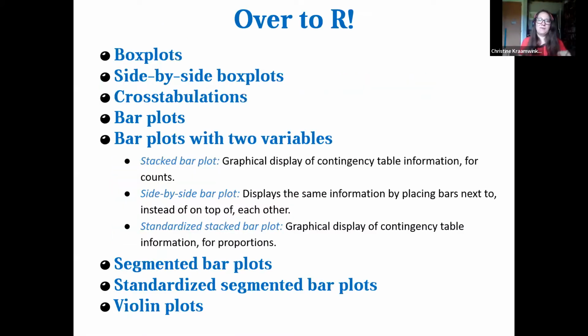Okay, so we're going to go over to R. These are just a few things that you can do in R. It's not even a fraction of what can be done. We'll look at a few of them. So box plots, side-by-side box plots. There are numerical summaries as well, and we'll actually start with that. Cross tabulations, bar plots with multiple variables, segmented bar plots, standardized segmented bar plots.